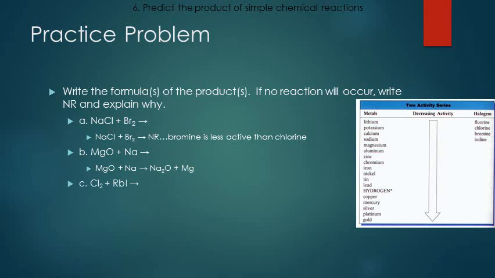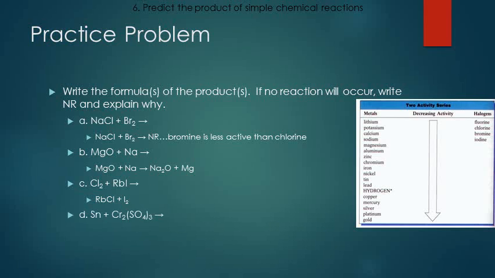Example C. We have chlorine reacting with rubidium iodide. In this case, the chlorine would replace the iodine. Again, the chlorine's a nonmetal, so it will replace the anion. So look at our activity series here. Chlorine is in fact more active than iodine, so this reaction will occur. Rubidium chloride we get for a product, and then we get the iodine as the lone element product.